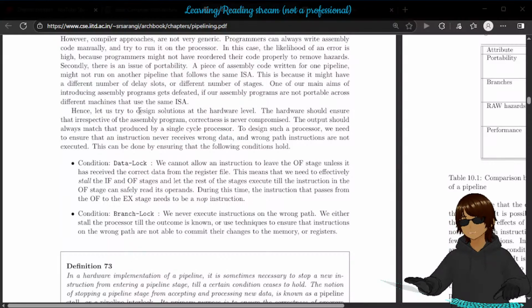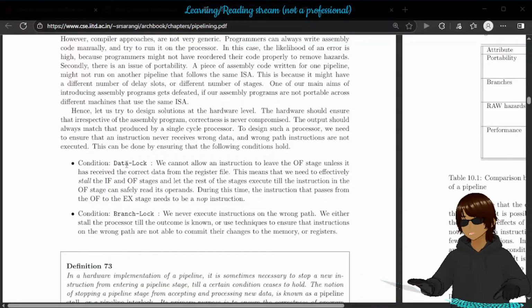Hence, let us try to design solutions at the hardware level. The hardware should ensure that irrespective of the assembly program, correctness is not compromised. The output should always match that produced by a single cycle processor. To design such a processor, we need to ensure that an instruction never receives wrong data and the wrong path instructions are not executed. This can be done by ensuring that the following conditions hold.